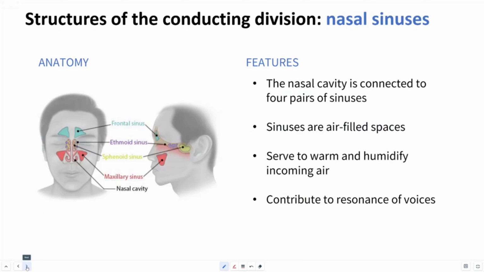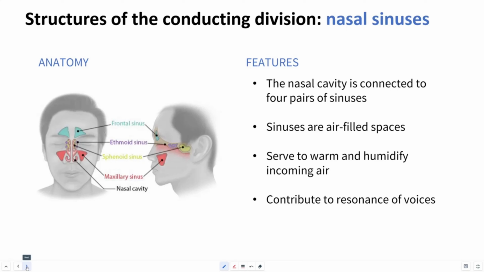Structures of the conducting zone, the nasal sinuses. The paranasal sinuses are spaces within the skull bones. These paranasal sinuses include the paired frontal, ethmoidal, maxillary, and sphenoid sinuses. Ducts connect all these sinuses to the nasal cavity. The paranasal sinuses serve to warm and humidify inhaled air and provide an area for resonance to the voice.